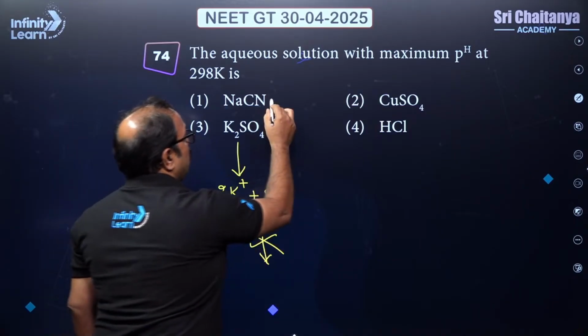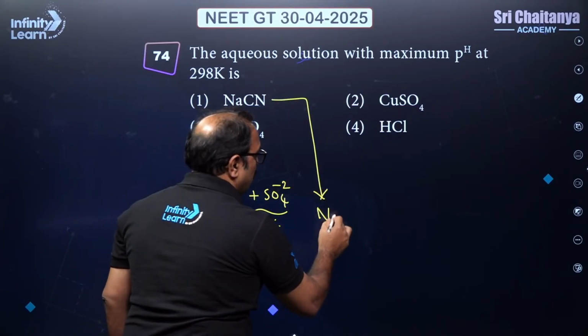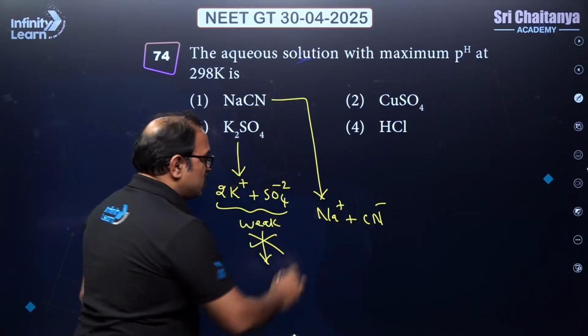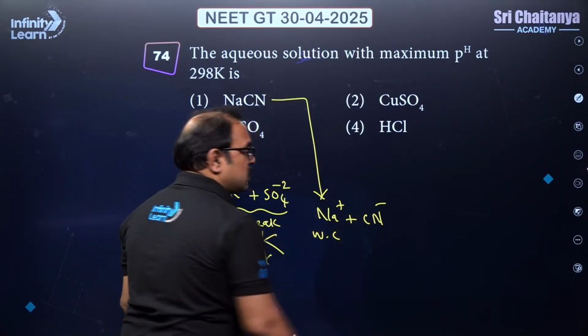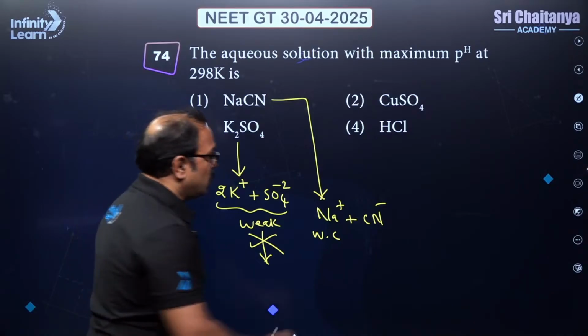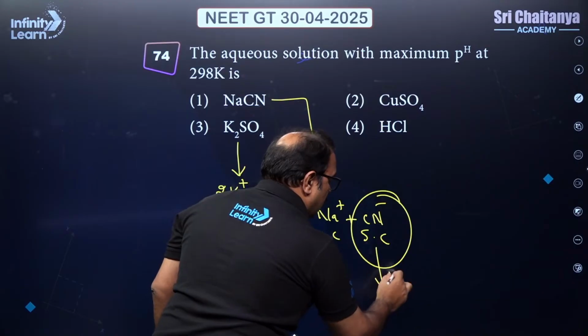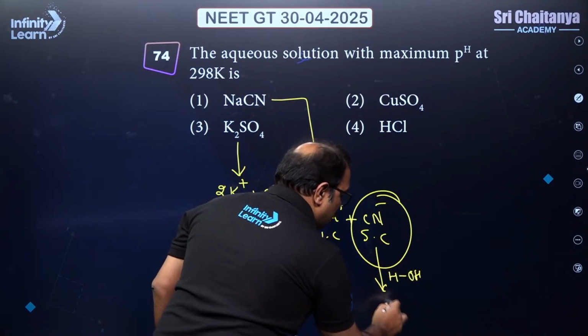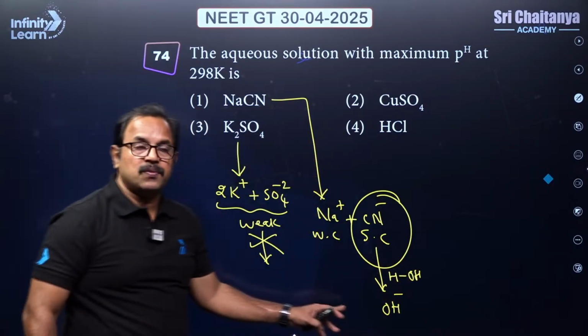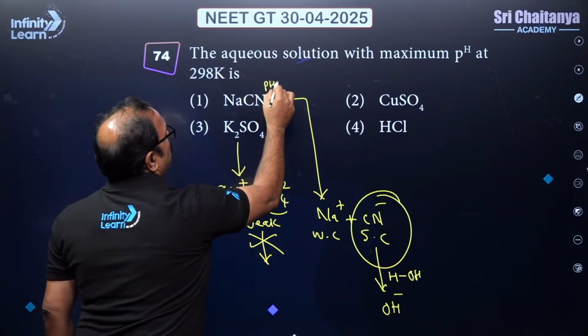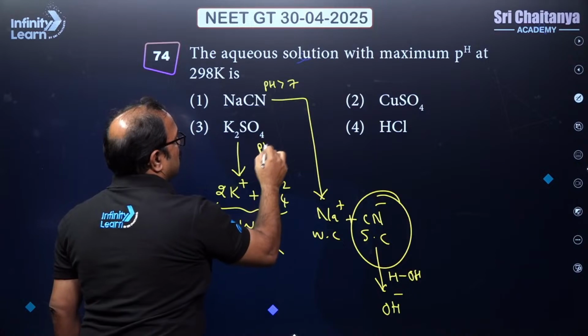Coming to NaCN, NaCN is giving two ions, Na plus and CN minus. Na plus is coming from NaOH, therefore it is a weak conjugate. CN minus is coming from weak acid HCN, so therefore it is a strong conjugate. Whenever anionic hydrolysis occurs, it produces an anion, and what anion can result from water? OH minus. So this solution will be basic. So in this case, pH will be more than 7. Over here pH will be equal to 7.